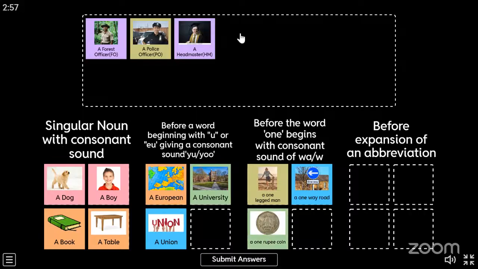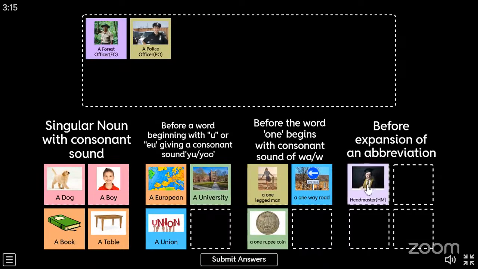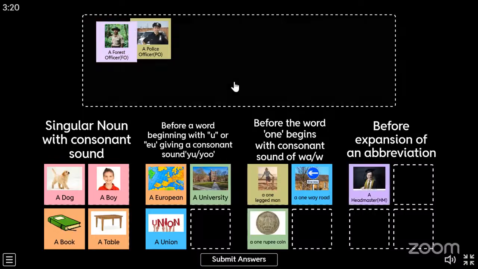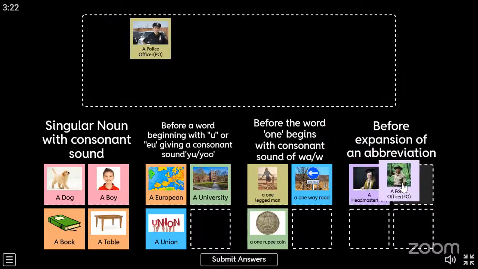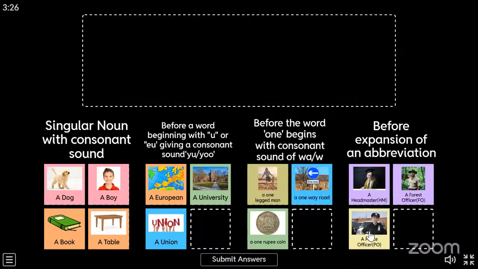Before the expansion of an abbreviation. Great, too interactive you are. Very happy. Before expansion of an abbreviation, HM, I need to see today. PO is police officer. FO is forest officer. So before the expansion of an abbreviation, a FO, a PO, we say like that. Before the expansion, we use this article a.